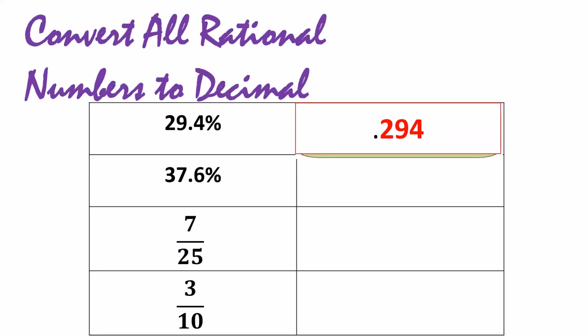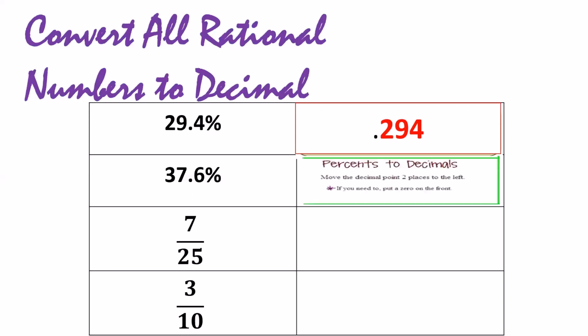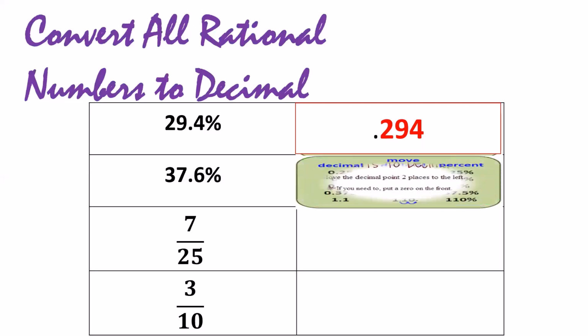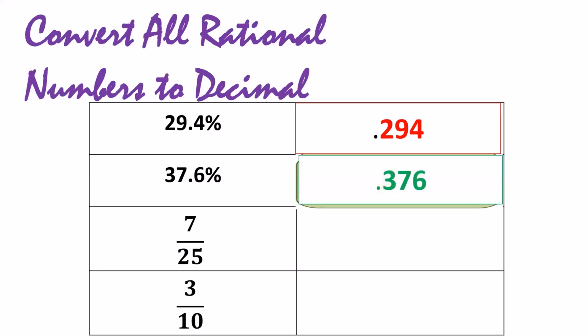Next, we have 37.6%. We have the same rule, percent to decimal. We'll move the decimal point 2 places to the left. And when we look at our visual, we simply know that all we're going to do is just move it 2 places to the left from where the decimal is at. This will give us 376 thousandths.